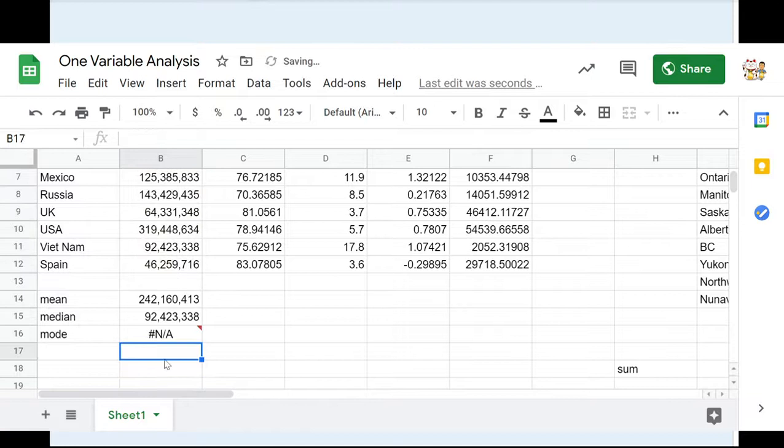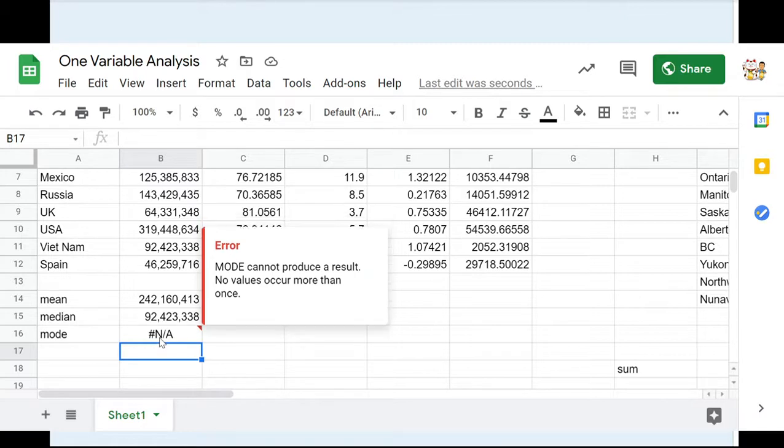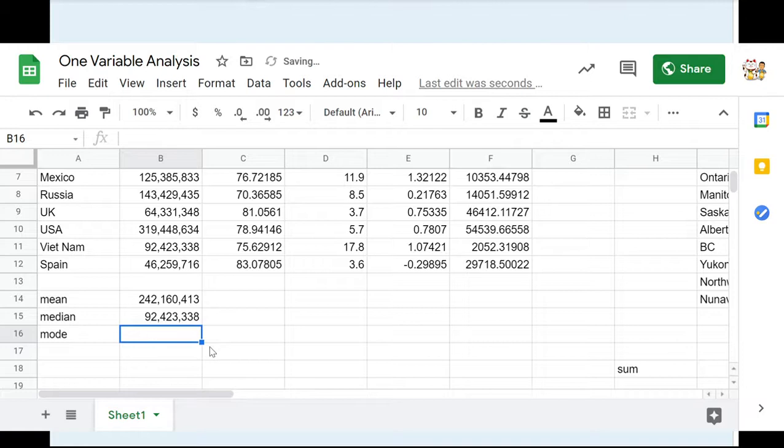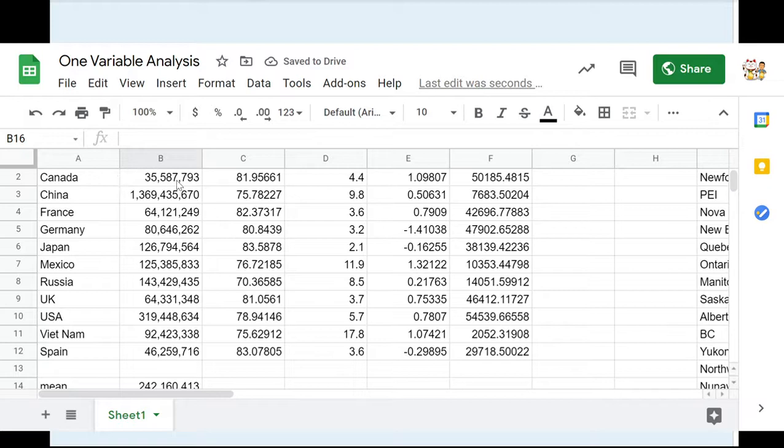So I can click that, highlight all my data points that I want, and hit enter, and here we get an N/A. So that means that formula cannot produce a result. So that means there is no mode, right? Which makes sense, because we talked about there's not going to be a specific country or countries that have the exact same value. So in this case, it doesn't work, because even though our values are discrete, right, there are fixed values, you can't have half a person, it's very unlikely that they're going to have the exact same.